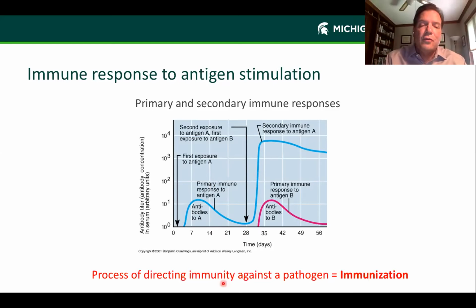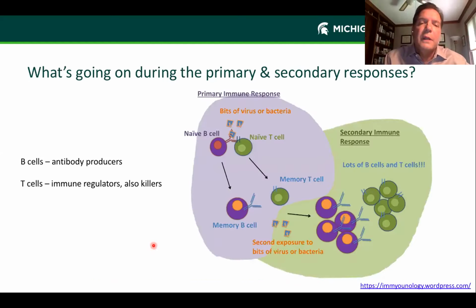So the process of directing immunity against the pathogen is what we call immunization. I want to look a little bit at what's happening in the immune system when this occurs, because that'll help us think about some of the vaccines that we're seeing developed against COVID. So we'll look a little bit more at the cellular level.